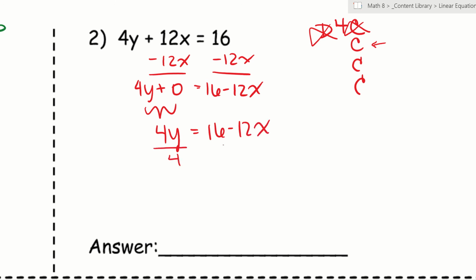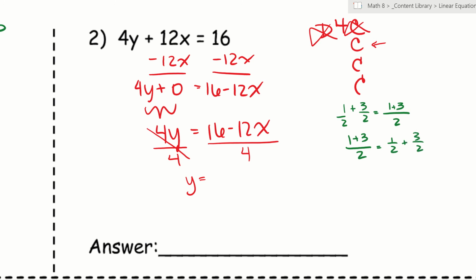I'm going to divide by 4 to get rid of the coefficient. If you recall from the other video, when I have something like 1/2 plus 3/2, I have to add the numerators and keep the denominator. Likewise, if I have 1 plus 3 over 2, I can separate. I can go backwards to 1/2 plus 3/2.